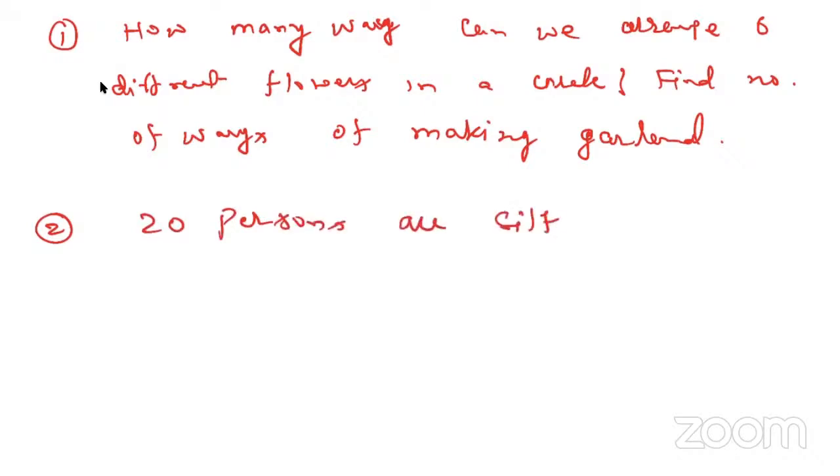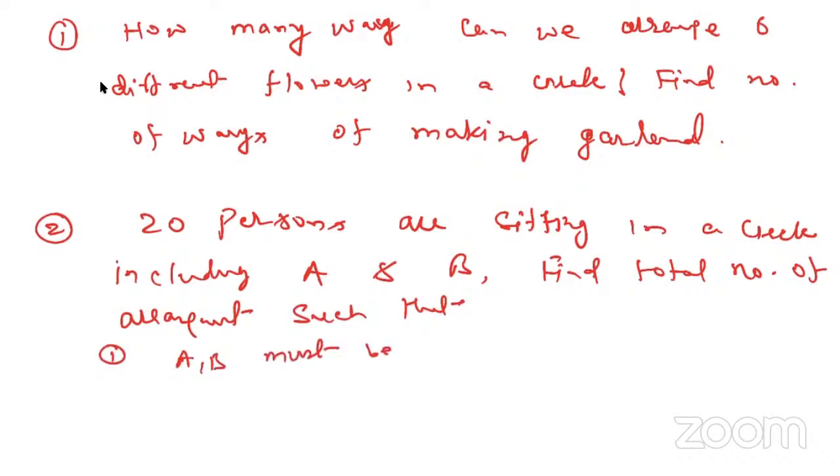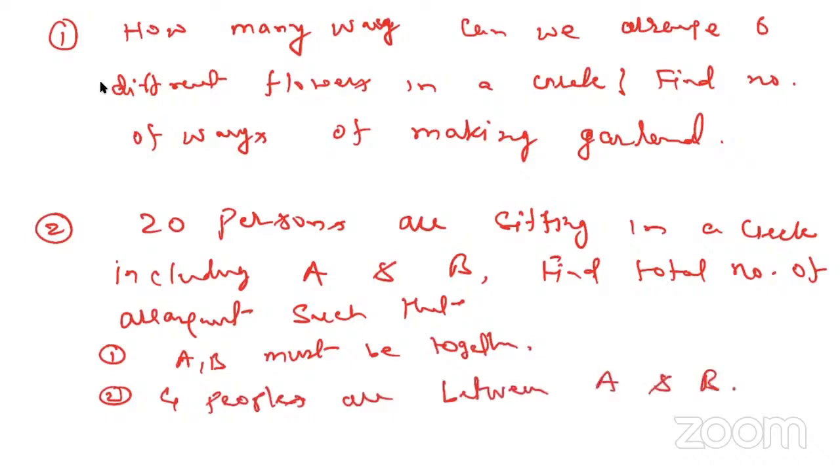Twenty persons are sitting in a circle, including A and B. Find the total number of arrangements such that first, A and B must be together. Second, 4 people are between A and B.